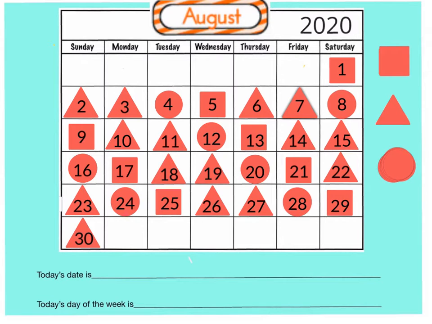It is time to talk about our calendar. So what month are we in? Right, we're still in August. And what year is it? 2020, you got it. All right, let's figure out today's date tag.